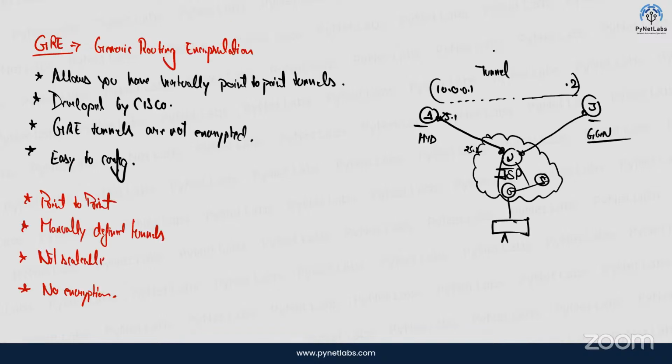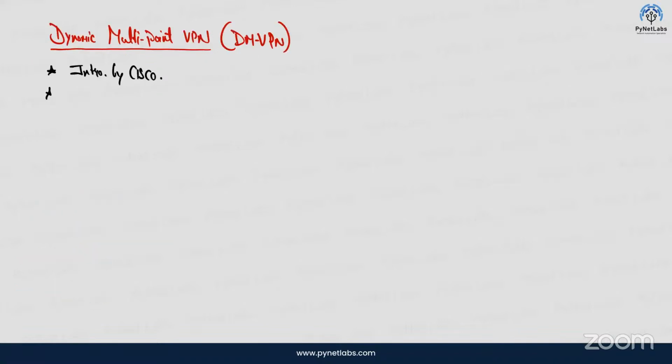Like in the case of GRE tunnels, on this side we had a static IP. But with DMVPN, it's not mandatory that you must have a static IP. You can go with dynamic IPs. So it's a pure hub-and-spoke technology where the branches may communicate with each other securely over the internet, where all the users can communicate with each other.